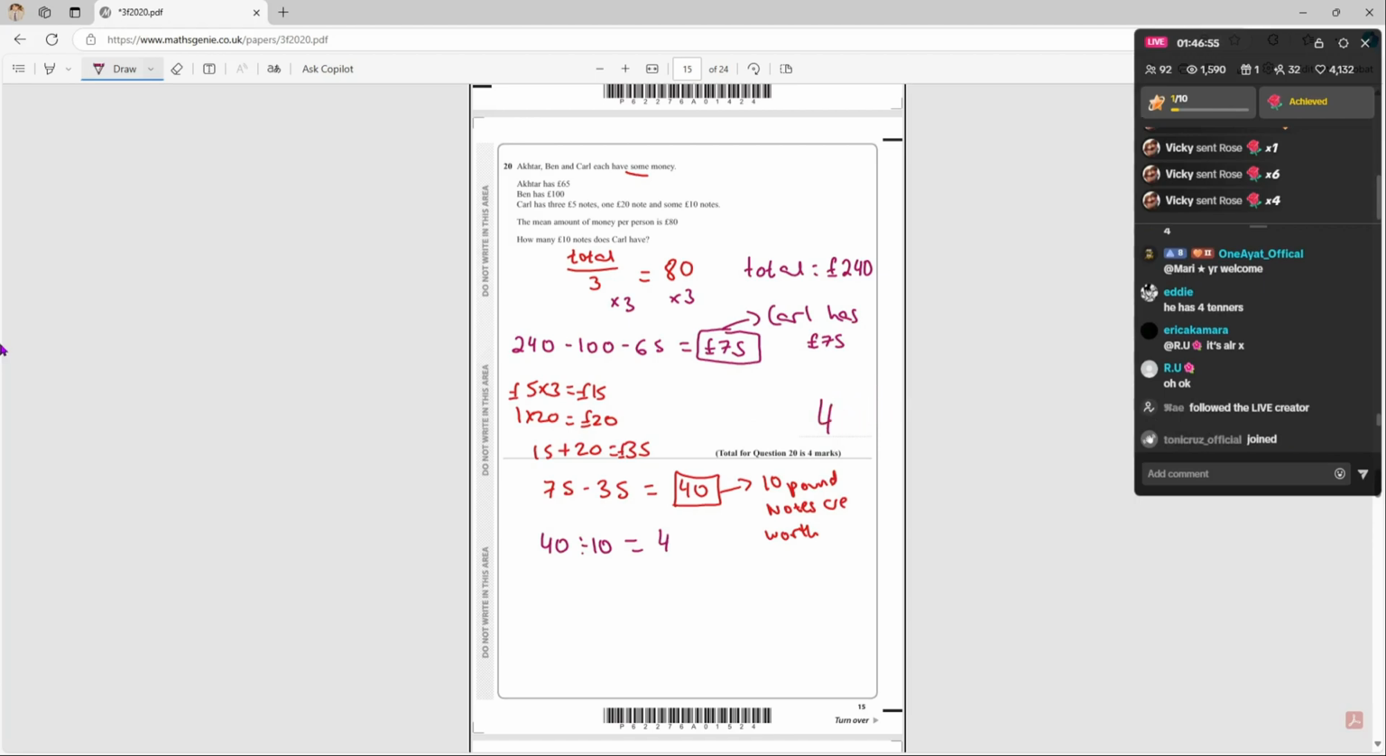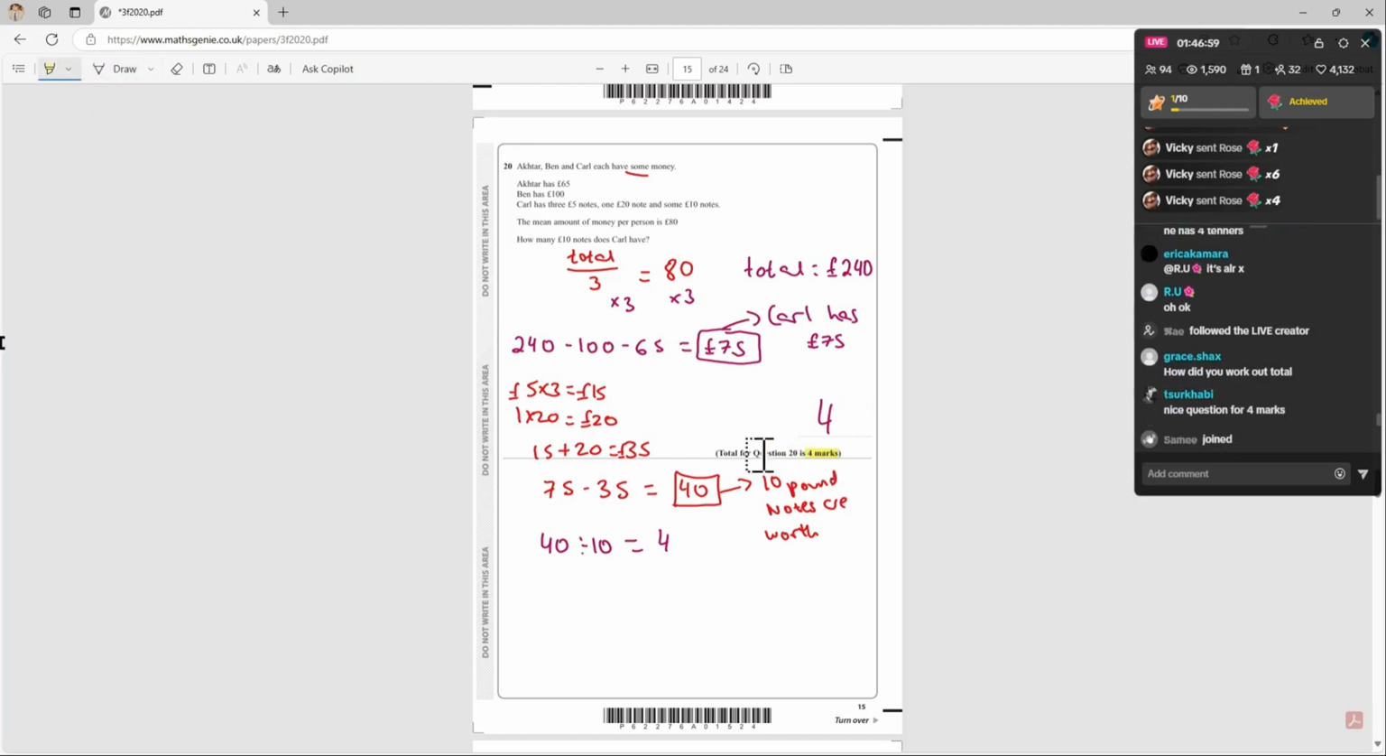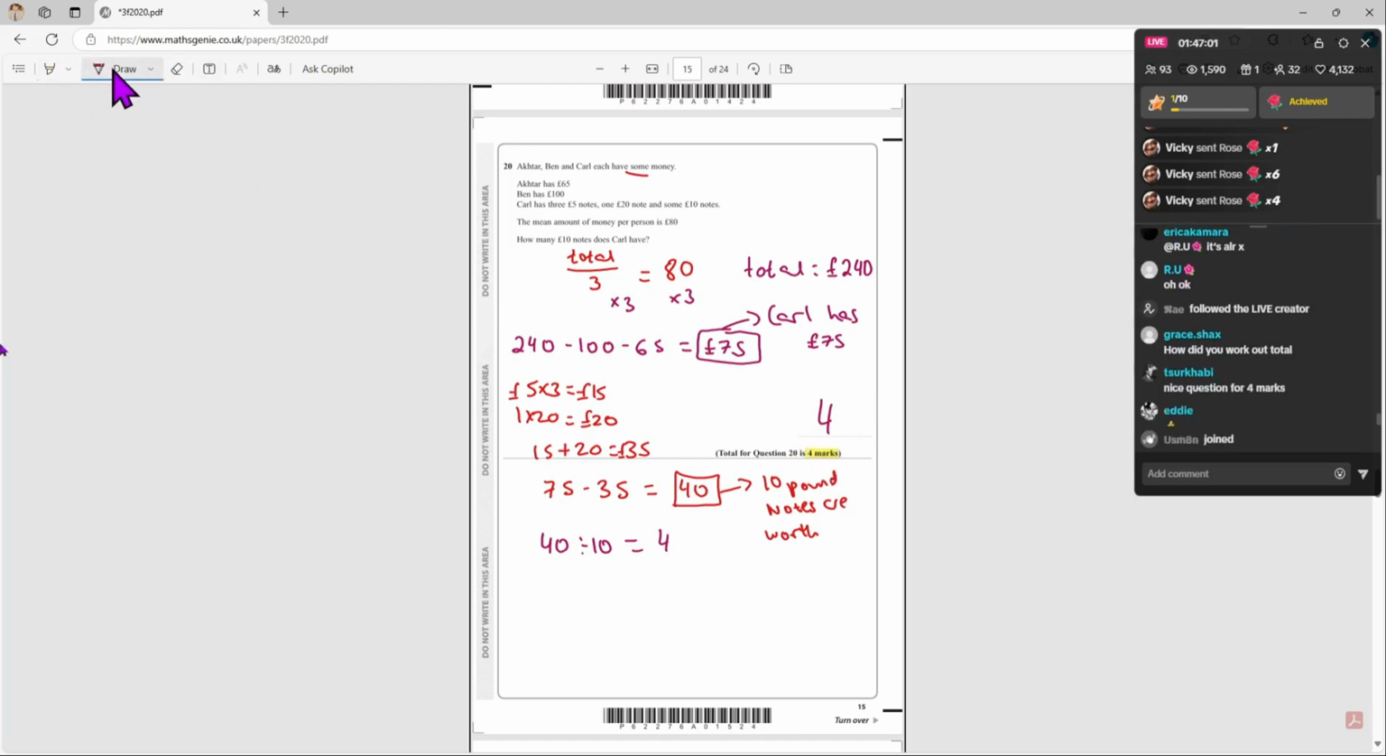So give a thumbs up in the chat if you understand this question. This question was worth 4 marks. 4-mark question. Easy 4 marks you could ever achieve. And it's question number 20 as well, guys.